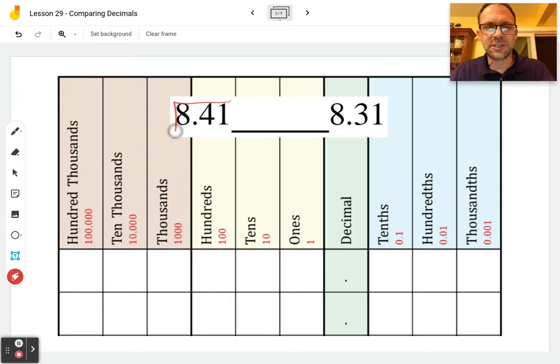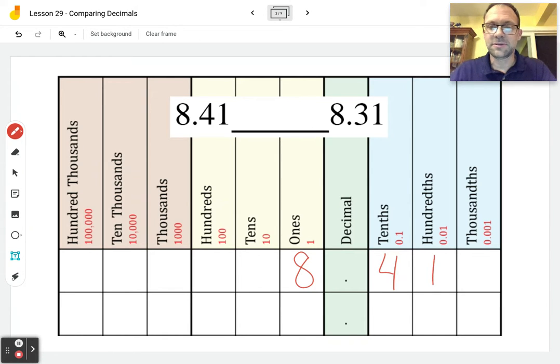The first thing I'll do is write down our first number, 8 and 41 hundredths, putting each digit in its correct place value. So the 8 will go in the ones place, the tenths will have a 4 in it, and the 1 will go in the hundredths place, 8 and 41 hundredths. And then I will write down the second number in the second row on our place value chart. The 8 goes in the ones place, the 3 goes in the tenths place, and the 1 goes in the hundredths place.